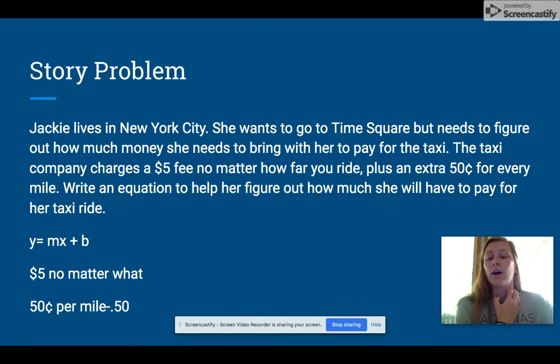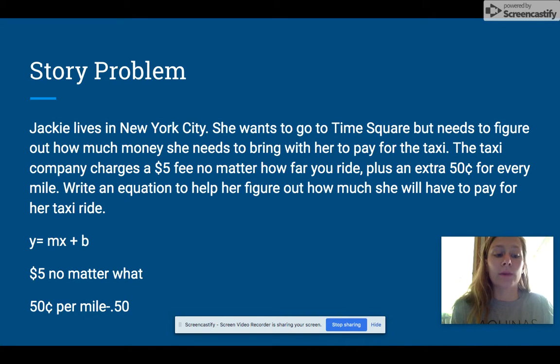For this question, we can use the y equals mx plus b form, and we need to figure out what all we need to add into this equation. I look throughout the story problem and I see that no matter what, she is going to have to pay $5. Even if she gets in the car and gets dropped off 100 feet away, she still has to pay $5. So I'm going to put that in my equation. And I also see that she has to pay 50 cents for every mile. So I also know I have to use 50 cents in my equation.